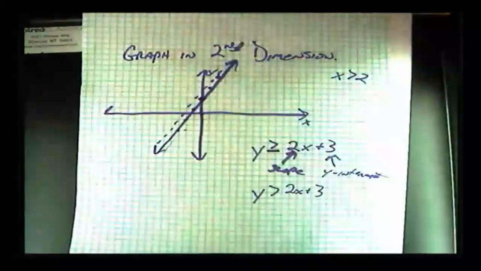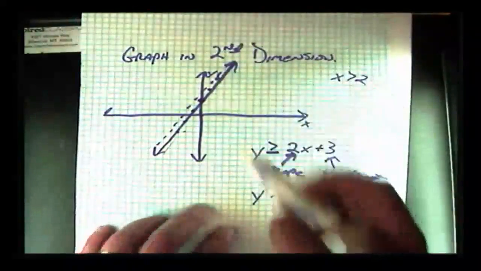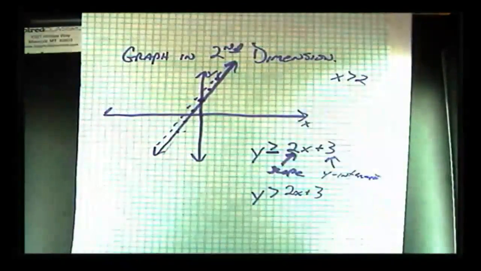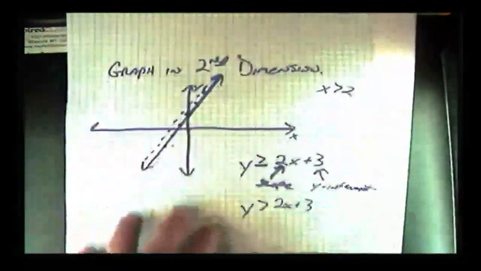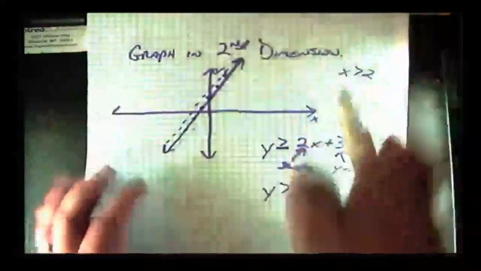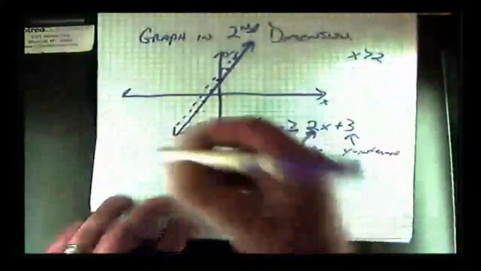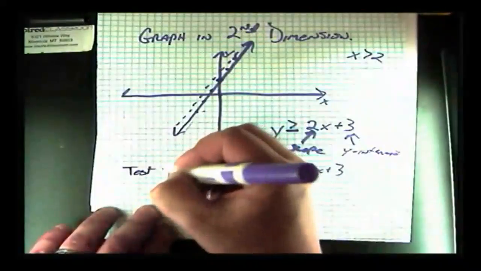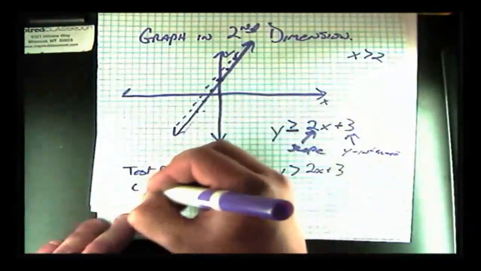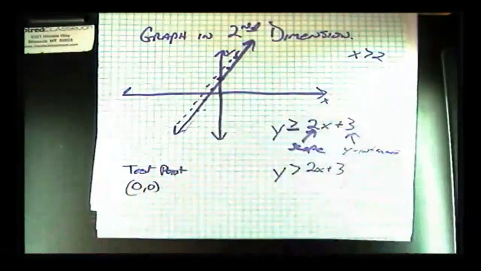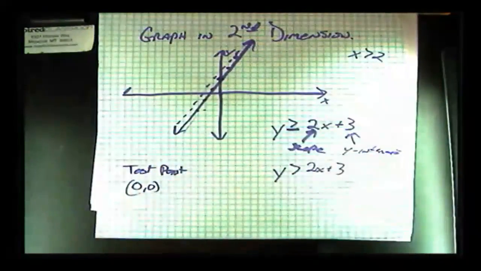So the last part of graphing these inequalities: in one dimension we shaded a region, either ahead of the x or behind, and this still applies. So here you want to do what's called a test point, and generally we want to choose 0, 0, because it's the easiest test point.